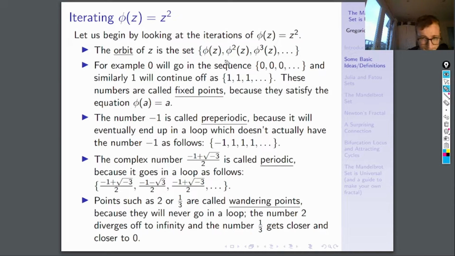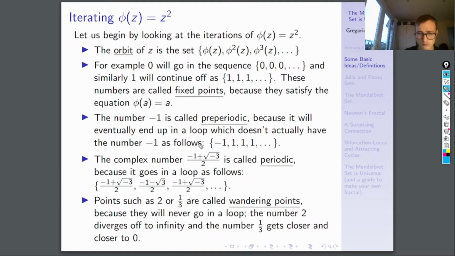The number -1 is called pre-periodic. What does this mean? It means it will end up in a loop, but the loop doesn't actually contain the number -1. When we take -1 and square it, we get 1. Then we square that, we get 1, and again 1, and so on. This part here is a loop, just 1 looping back to itself. So it's called pre-periodic because it goes into a loop, but the number itself is not contained in that loop.